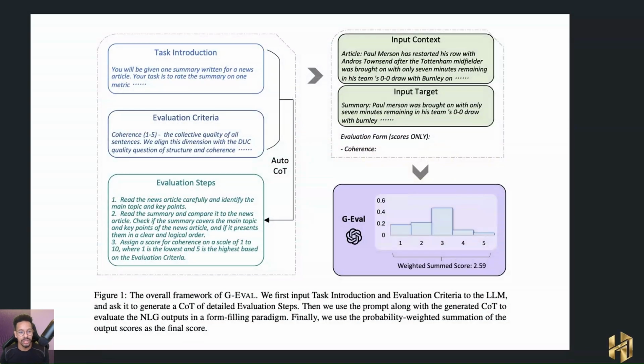For G-Eval, this is how it works. You have the task, you will be given a summary of something, and then you have the evaluation criteria. And this is important: you have the evaluation steps. So you have the auto chain of thought. And after this, you will get a weighted sum score. Based on the criteria that you put, so the metric rubric that you put, you will get either pass or fail, which we will see also in our code.